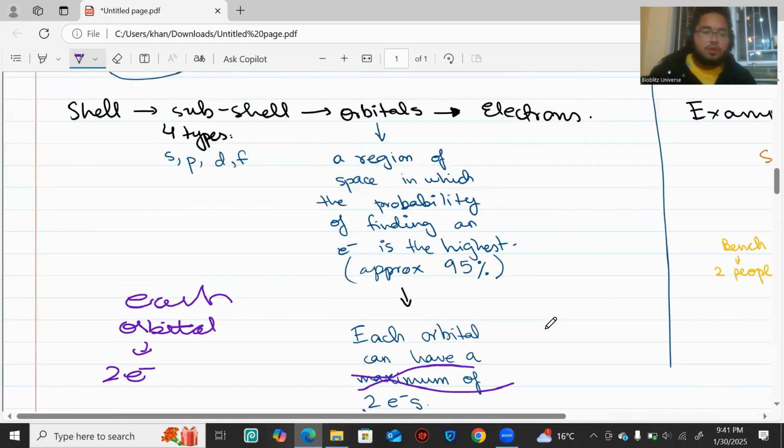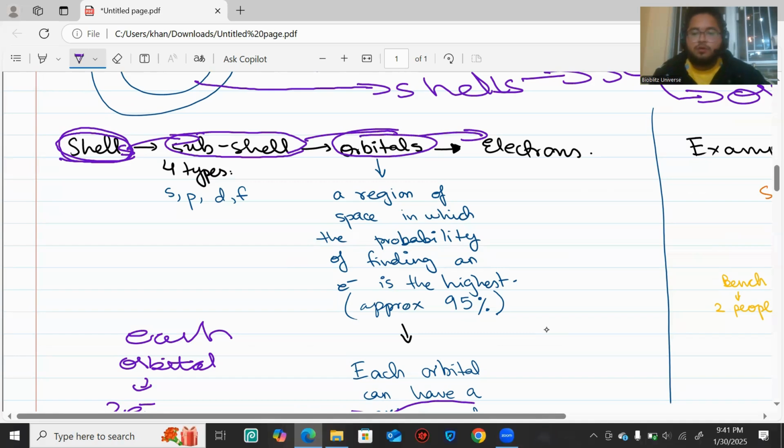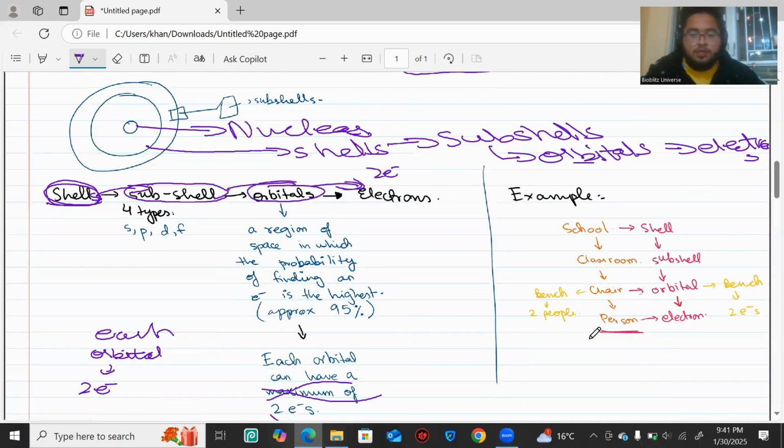I guess the structure of the subshell is clear to you. There is a shell, and in that shell there is a subshell. In that subshell there are orbitals, and in those orbitals electrons are there, and a maximum of two electrons can be there. Now let's do it with an example.